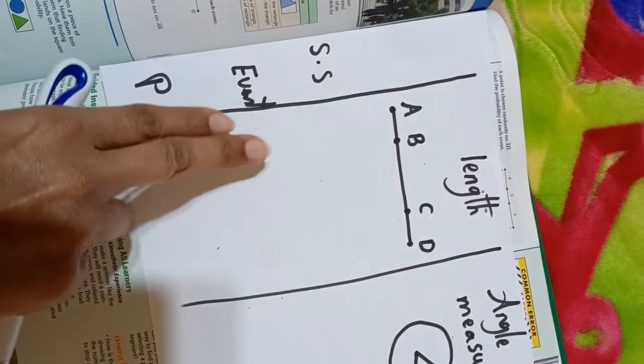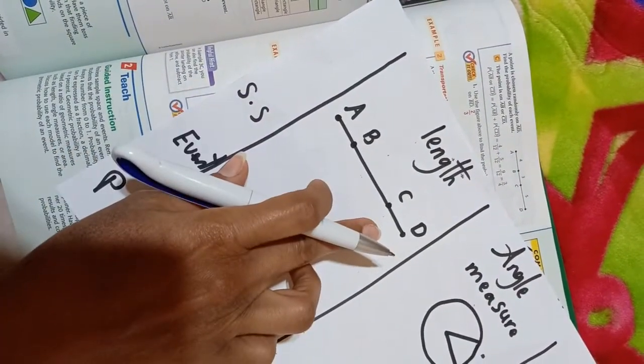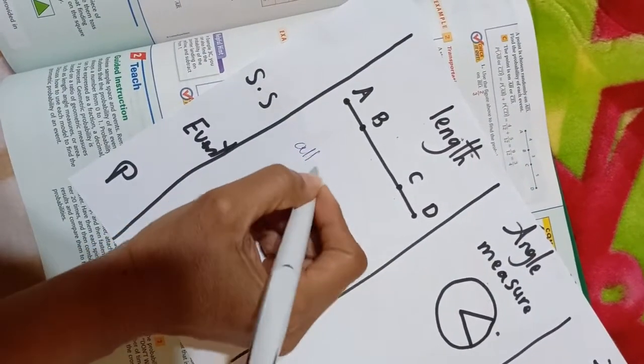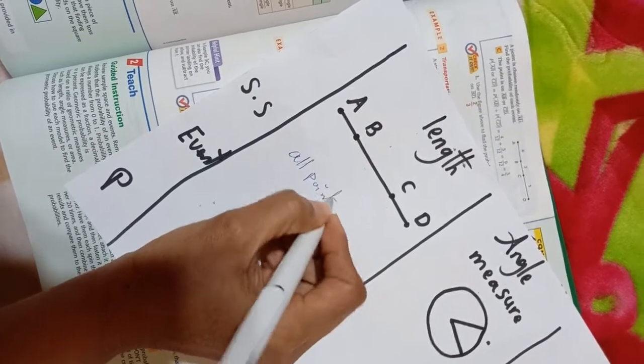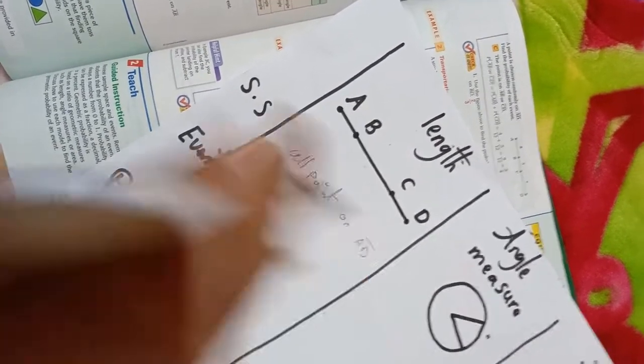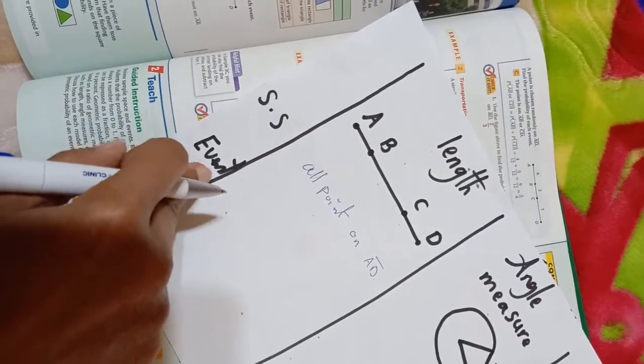Now I want to know what the sample space is. The sample space here in this line segment is all points on the segment AD. This is the sample space. What about the event here?